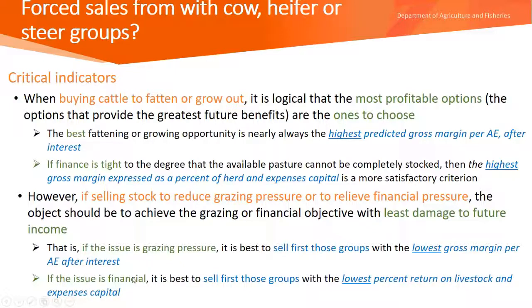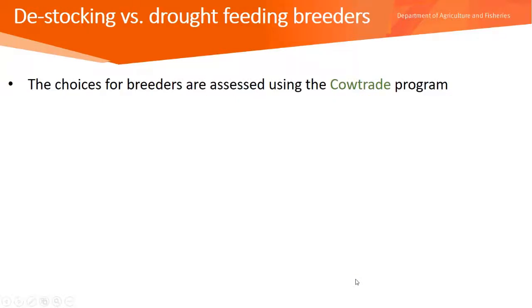If the issue is financial, and that means you need to generate cash, it is best to sell those groups with the lowest percent return on livestock expenses capital. So it's just the opposite to getting the best outcome. If you're in a reduced grazing pressure situation, these are the critical indicators. Now, destocking versus drought feeding breeders. We've had a bit of a look at this before, but we're going to look at it from a slightly different angle now, in that we are comparing destocking, selling breeders, to selling other classes of cattle, in this case selling steers.